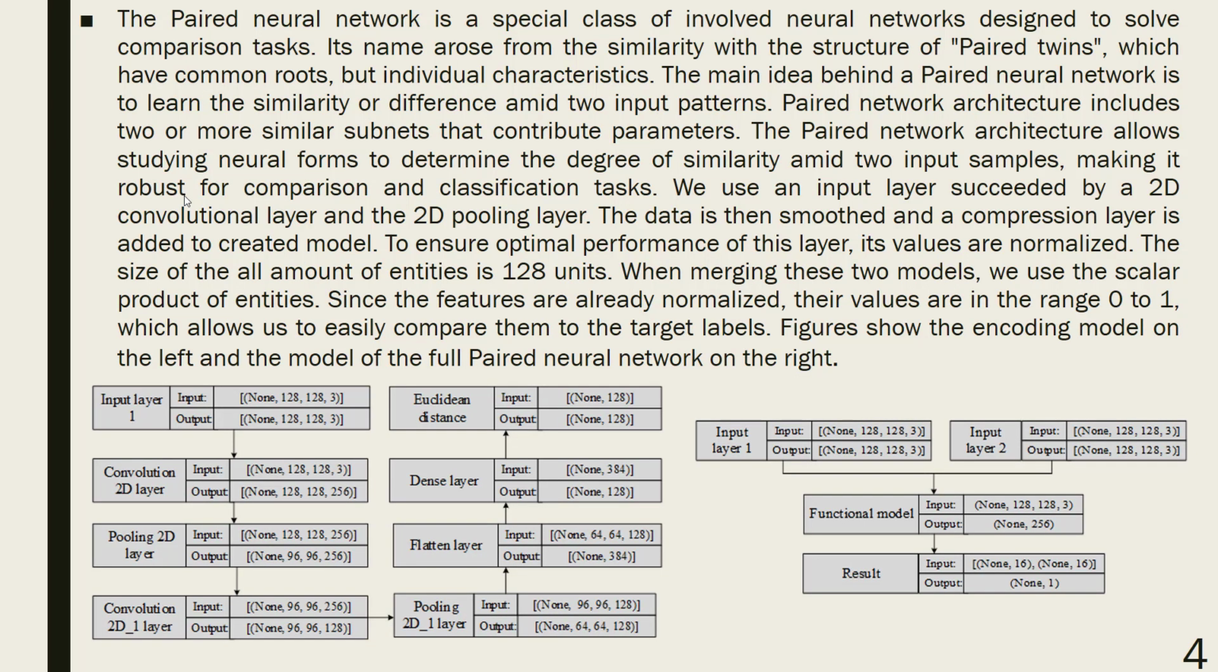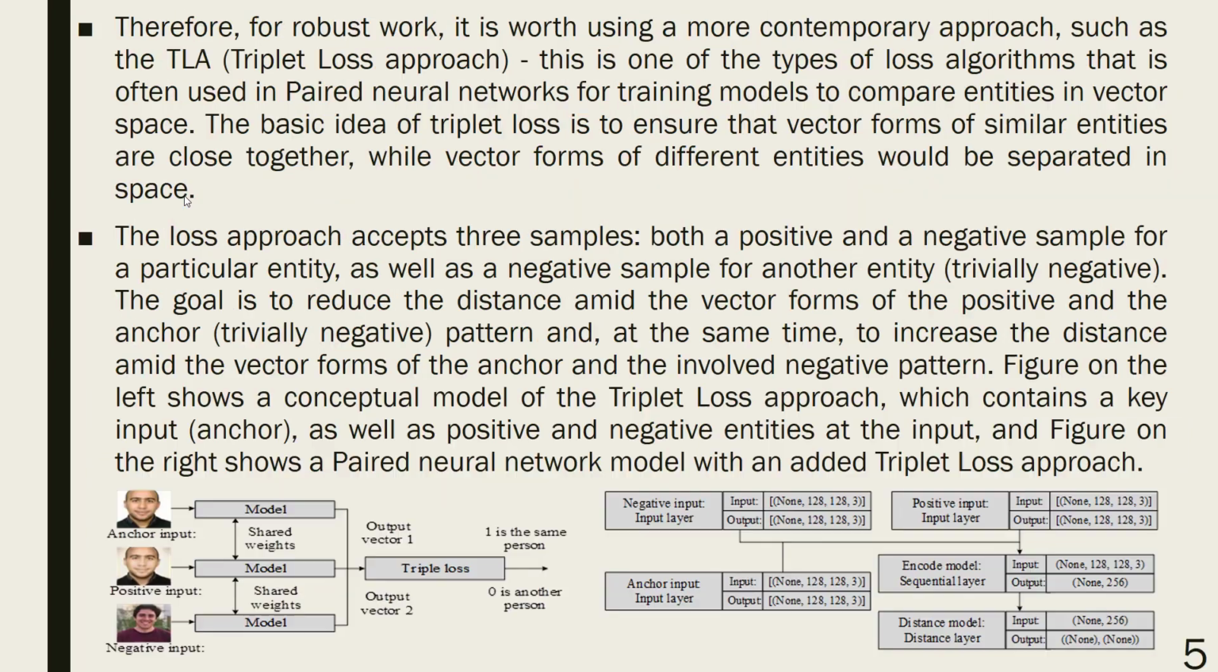The particular neural network is a special class of involved neural networks designed to solve comparison tasks. Its name arose from the similarity with the structure of pair twins, which have common roots, but individual characteristics. The main idea behind a paired neural network is to learn the similarity of difference amid two input patterns. Paired neural network architecture includes two or more similar subnets and contribute parameters. Figures show the encoding model on the left and the model of the full paired neural network on the right.